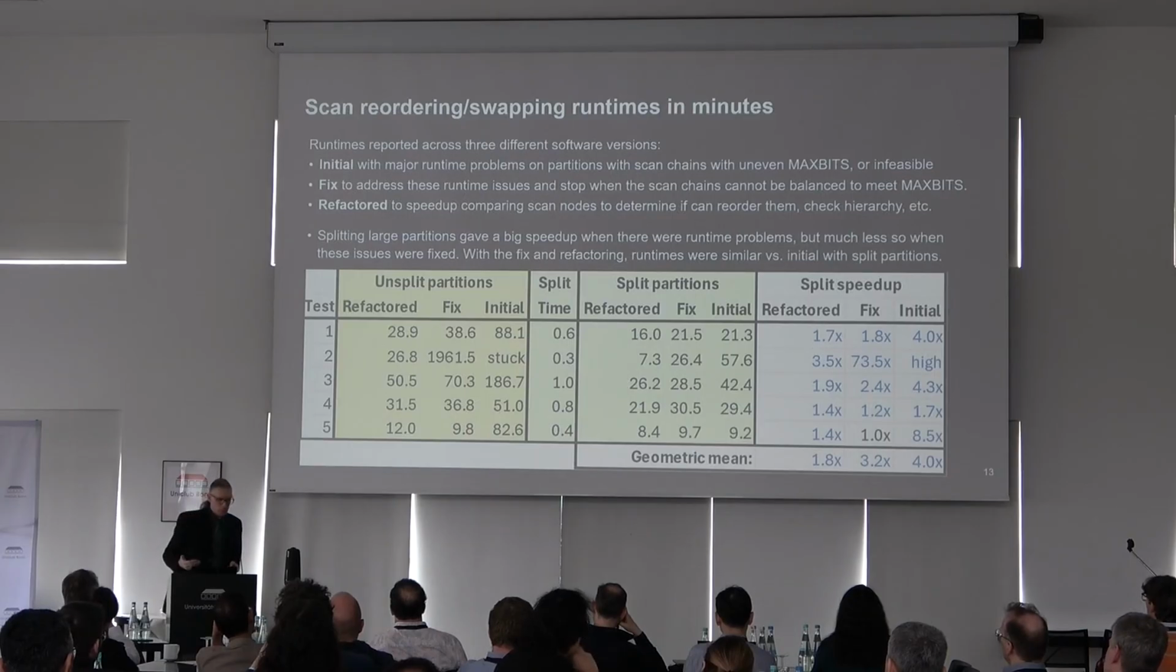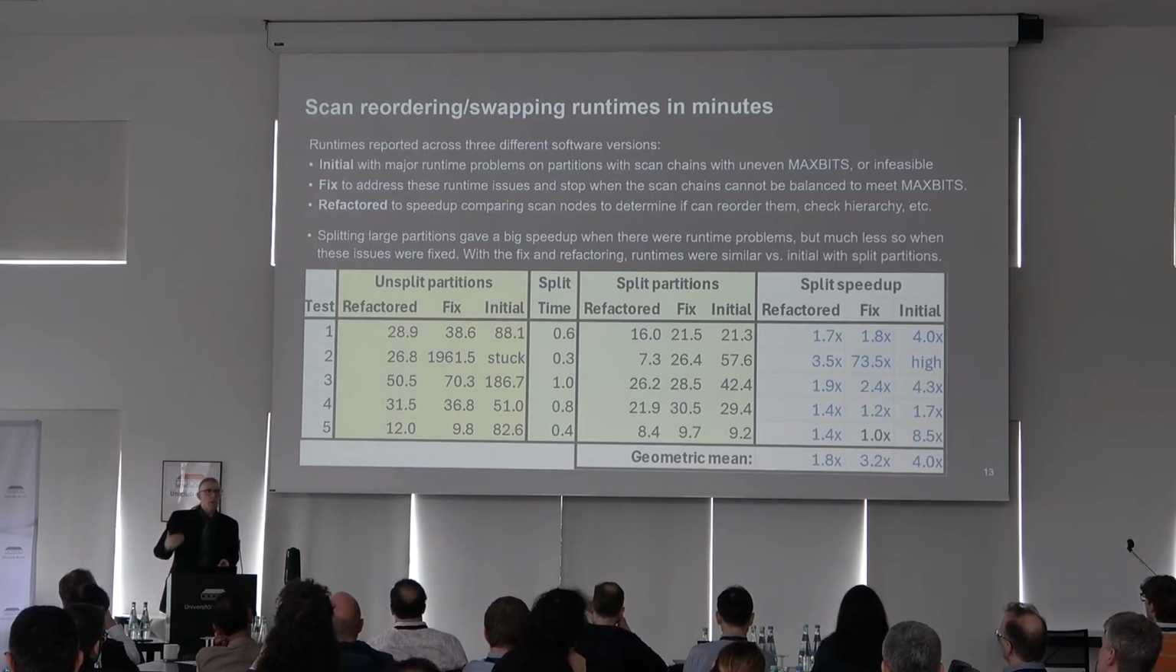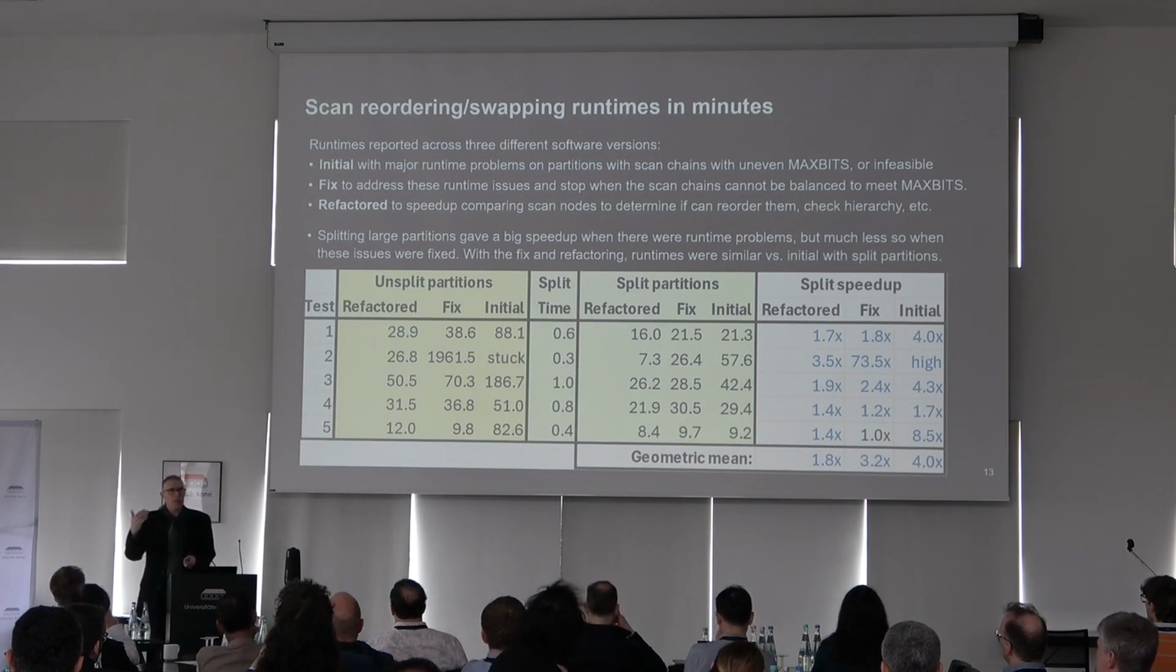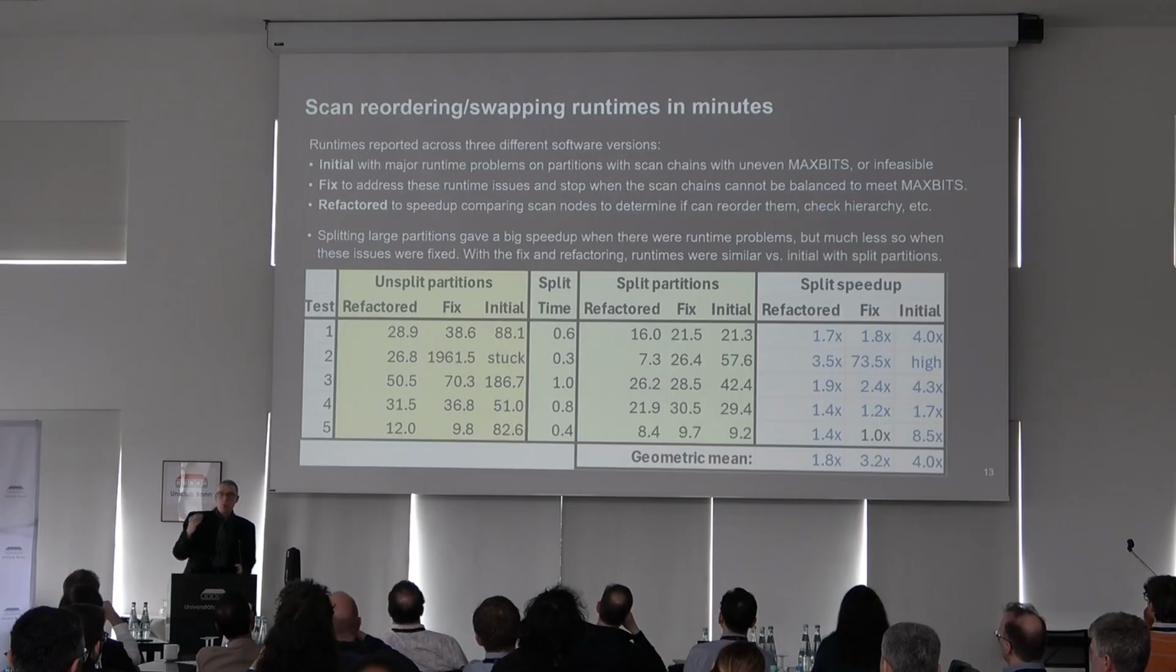So we had the problem that we had several test cases that were just damn slow. And they're damn slow because they're over-constrained. You can't meet the max bit constraint. There's no way you can balance them. So I came up with this quick and dirty hack, the algorithm that I showed you, and said, damn these constraints which we're going to violate.